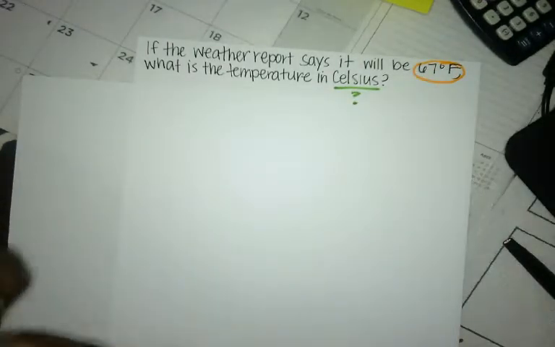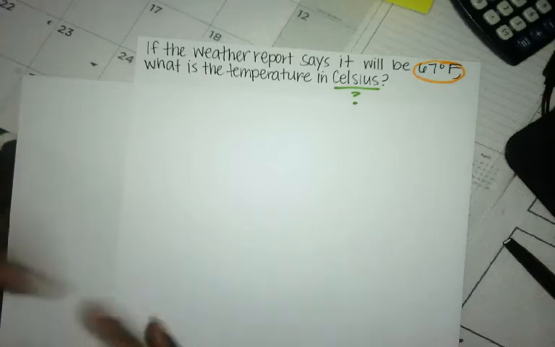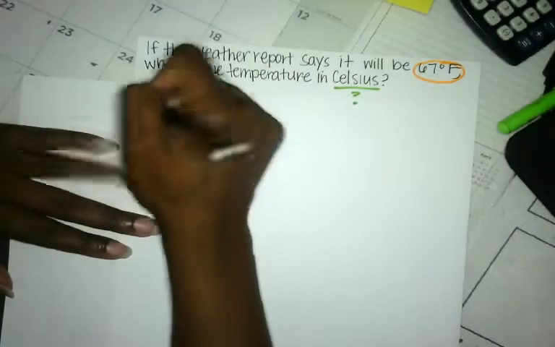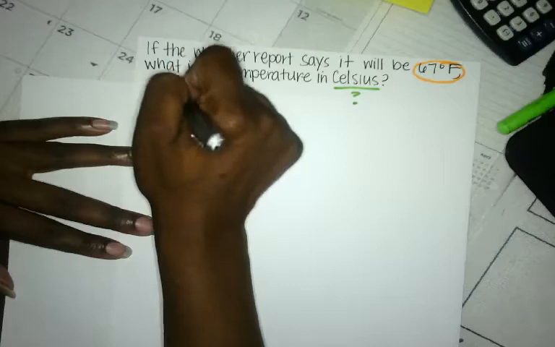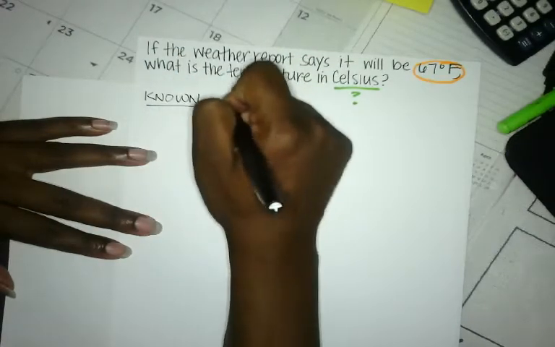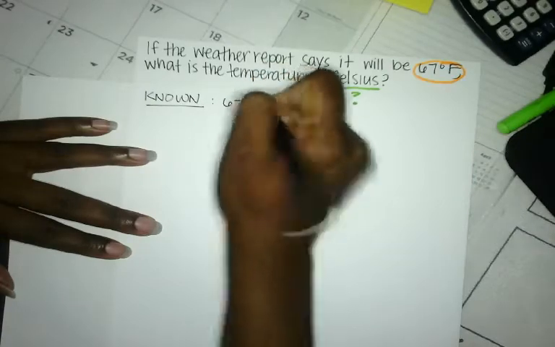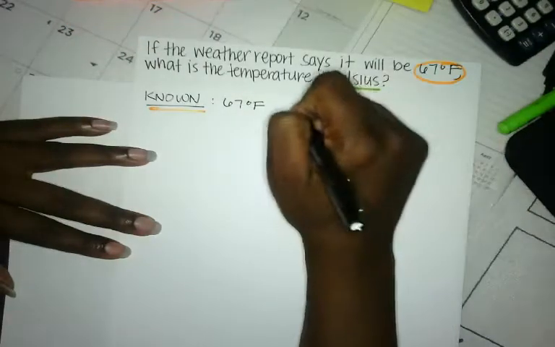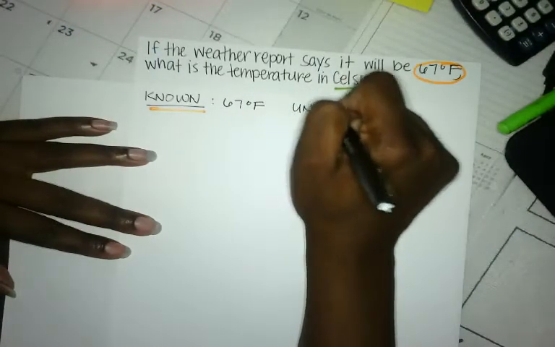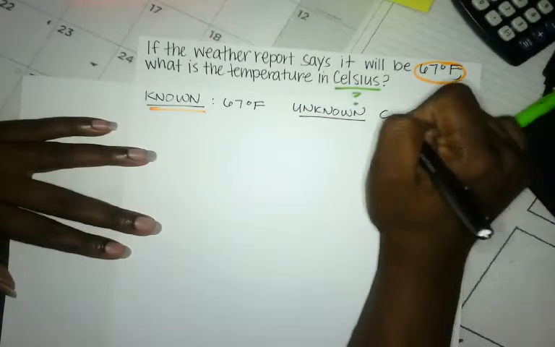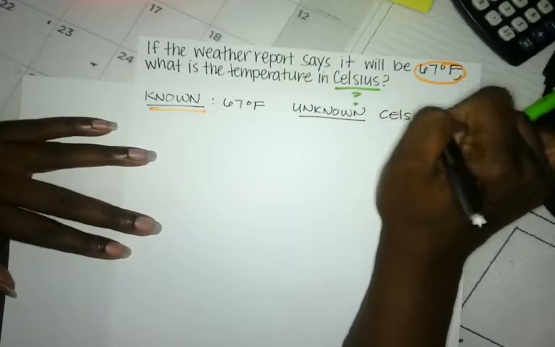Now you'll notice I don't really underline temperature. You could underline temperature. I typically do the actual unit. It's easier for my brain if it's in the question. So our known, and I know that some of you find this so tedious, but you don't really have a choice, is 67 degrees Fahrenheit. Okay. Then our unknown is the temperature in Celsius.